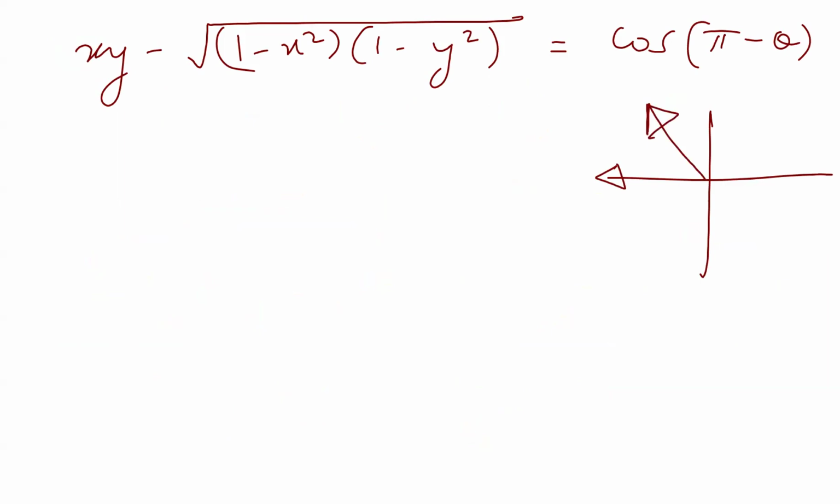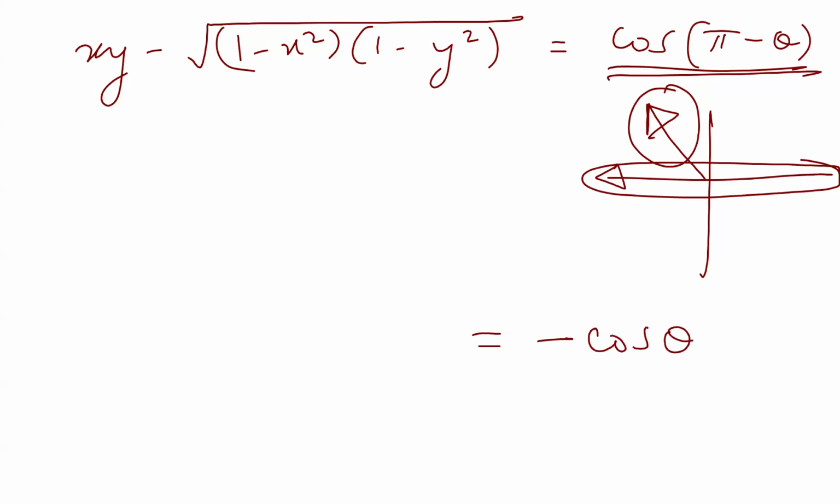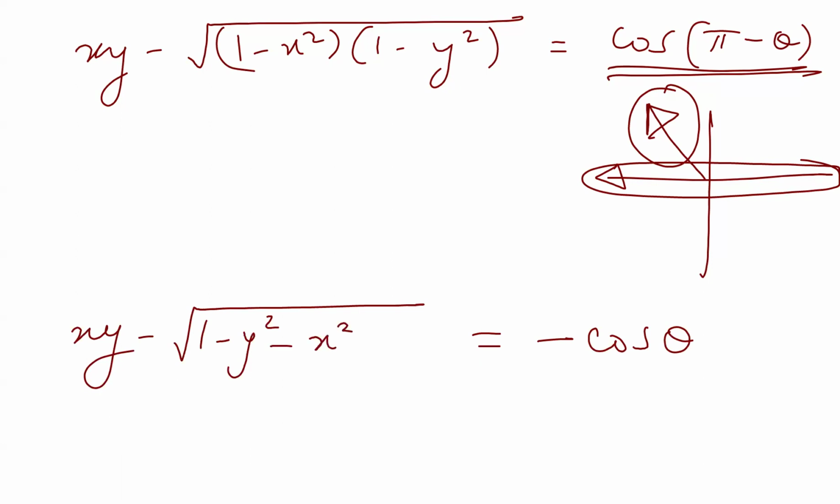So cos of pi minus theta. In this quadrant, cos is negative and on the x-axis cos remains cos. So cos theta. So cos of pi minus theta is minus cos theta. Xy minus root of, just multiply this, 1 minus y square minus x square plus x square y square. Now put the value of theta.